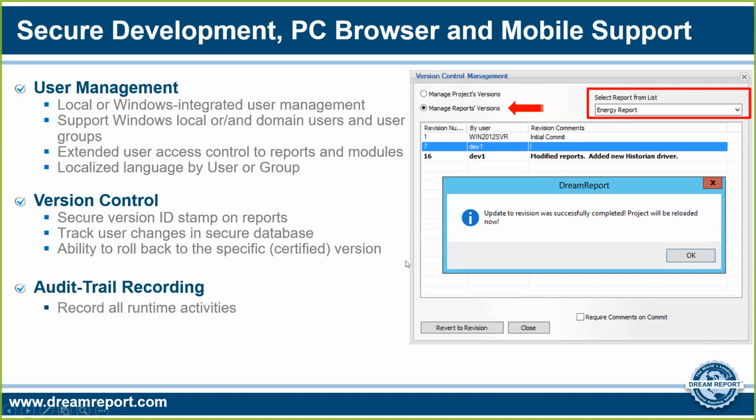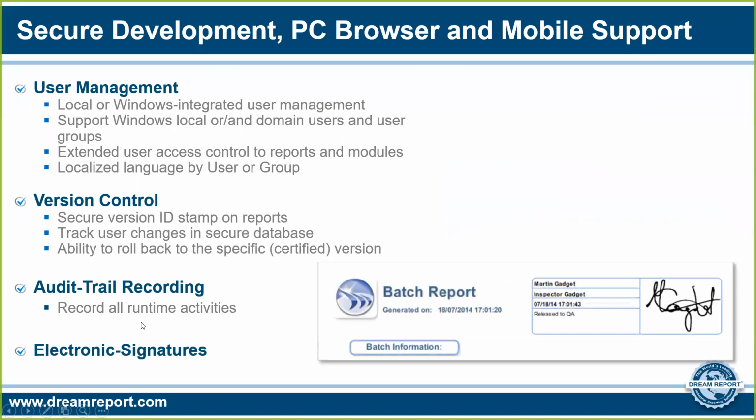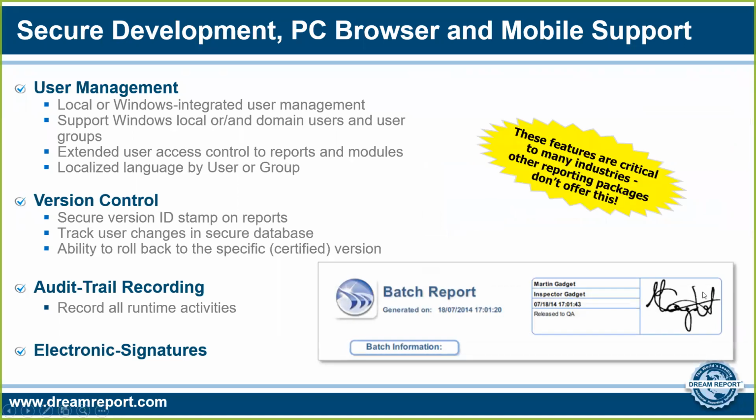Audit trail recording at runtime. Who's doing what? Who's manually entering data through the Dream Report web portal? Did they have a failed login? For 21 CFR Part 11 compliance, keeping track of all of that is very important. And even the ability to require electronic signatures on a report. Okay, associate who's allowed to sign reports. Can they add a comment when they sign the document? Again, these are features which are critical to so many industries out there that in other reporting packages, the concept of these doesn't even exist. All standard functionality in Dream Report.